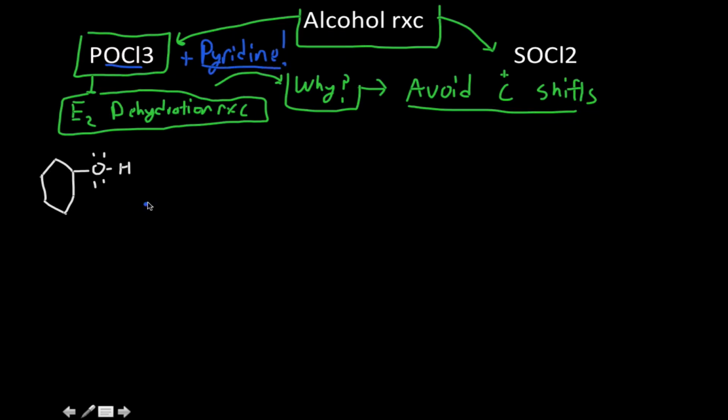Plus pyridine. It's getting kind of messy, but we know what we're doing. So, POCl3, remember phosphorus is one of those exceptions to the octet rule. So there's a P there. 1, 2, 3. All these chlorine groups are there.